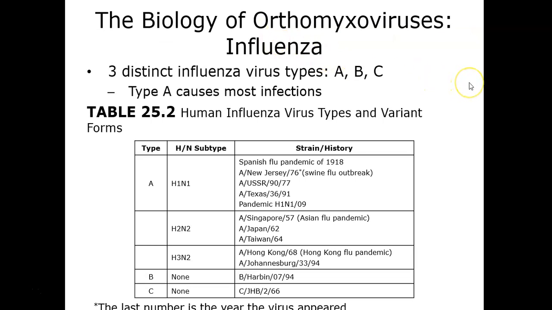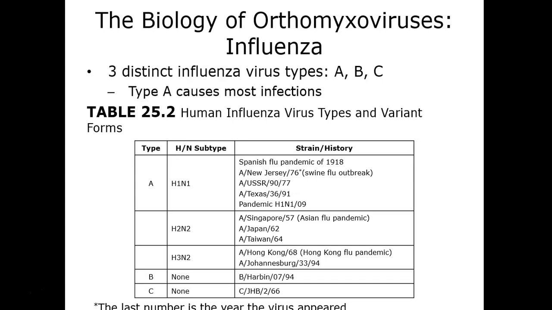There are three distinct types of influenza, which is the primary disease caused by the orthomyxovirus family. The three different types are coded with a letter: influenza A, influenza B, and influenza C. Type A is the one that is known to cause the most infections of all of the three different types that have been studied and identified.